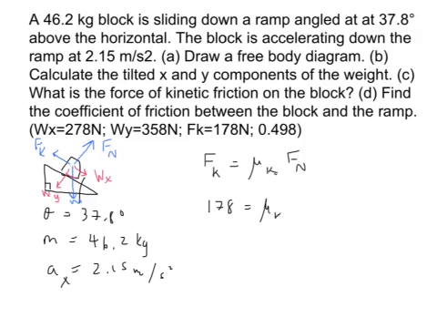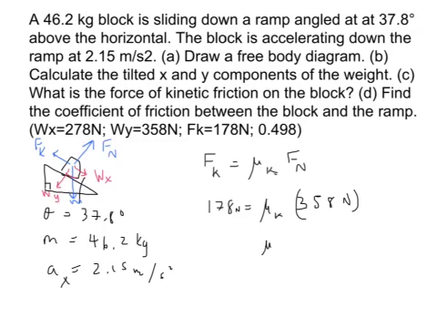Oh, we actually don't know Fn. We haven't calculated that yet. So Fn is going to be equal to Wy. So we do know it because these two forces are equal because they cancel each other out. One points up, one points down. So the magnitudes are equal. And we know then Fn is the value we got for Wy, 358 newtons. So you solve for mu, 178 over 358.